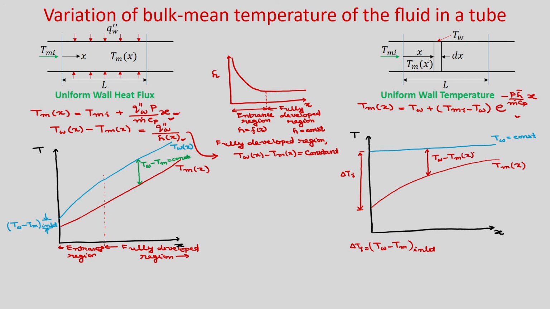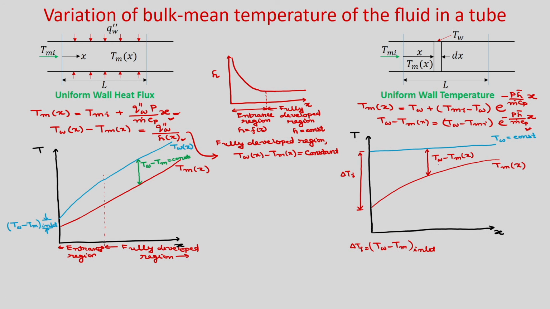T m is a function of x, but T w is constant, and you can see from here how it will vary. So, T w minus T m will be T w minus T m at inlet into e to the power minus P h bar by m dot C p into x. Okay. So, T w minus T m, this difference will vary like this.